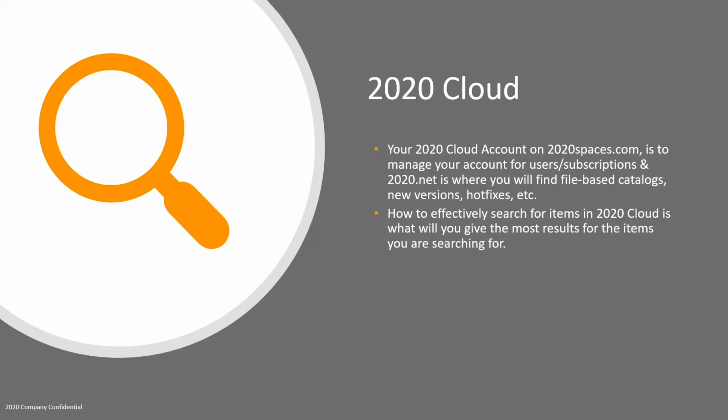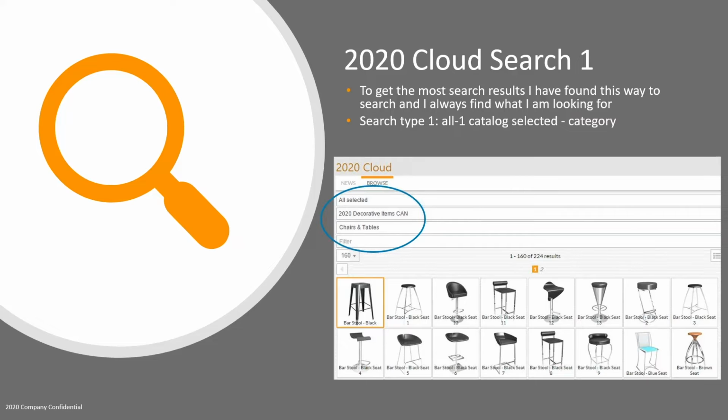Now, the actual cloud within the program is our virtual-based catalogs. There's two good ways that I found are the better ways to search, and I generally always find everything I'm looking for by these two different ways of searching. The first one is you make sure that you have your all selected. You choose one catalog that you know you're looking through, and then you have a submenu that you can go through. And then you pick and choose the item that you want.